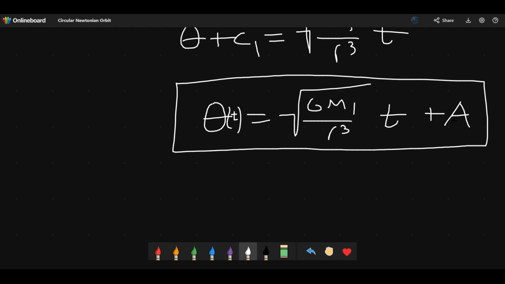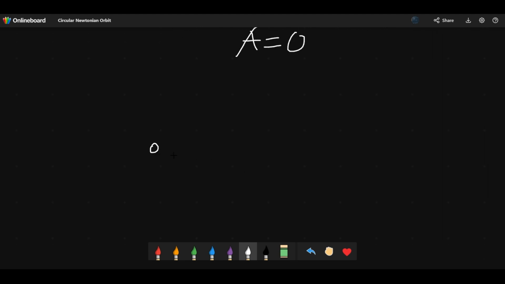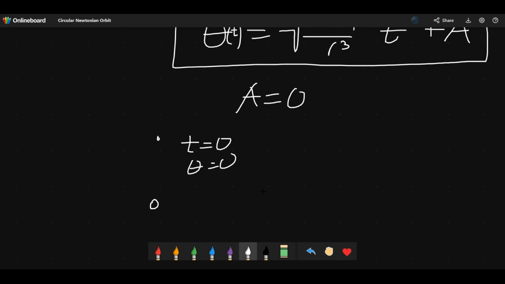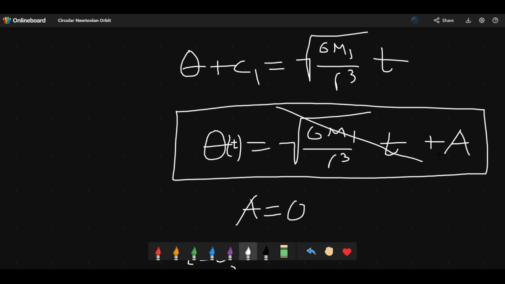Looking at the equation and trying to interpret its physical meaning, we can set this constant to 0 because this constant refers to any initial angle that we have. So let's say we are starting at, in this example right here, time t equals 0, theta equals 0, right? We can verify this is true by, if we set t equals 0, this term vanishes, and we're left with a equals theta. But theta is 0, that means a has to be 0.